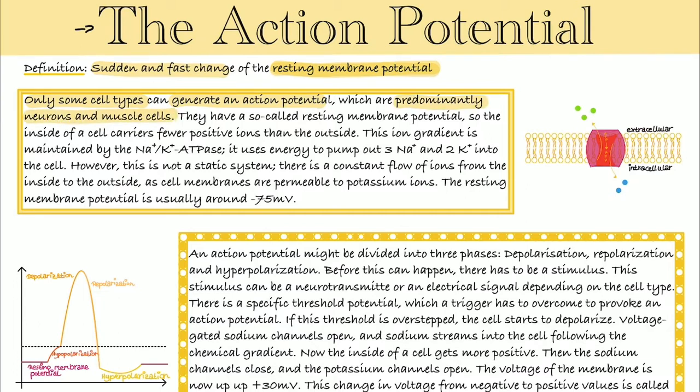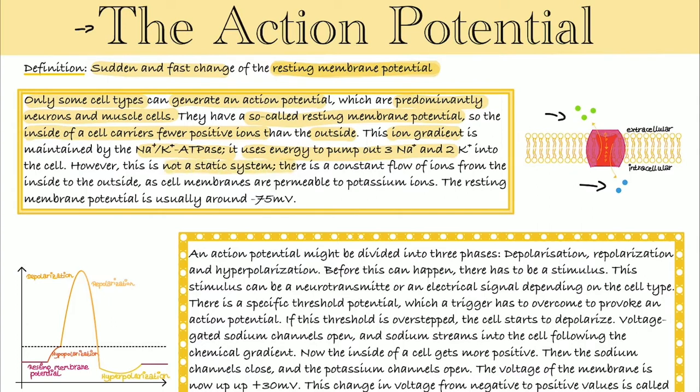They've got a so-called resting membrane potential. So inside of a cell we have fewer positive ions than outside. Therefore we have an ion gradient. This gradient is maintained by the sodium-potassium ATPase. ATPase means that it uses ATP to pump 3 sodiums out of the cell and 2 potassium ions into the cell. But this is not a static system.